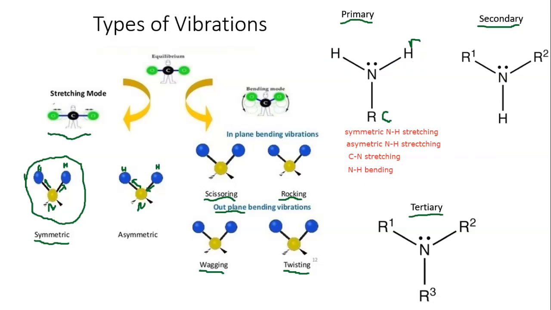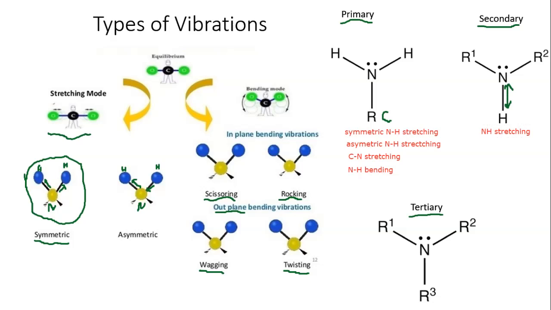So now let's go to secondary amines. In secondary amines, again, we have an NH bond, so we can have stretching along the NH bond. We can have NH stretching, but there are not two different types. There's only one type. It's just called NH stretching, because we only have one, so we can only have one type of stretching.